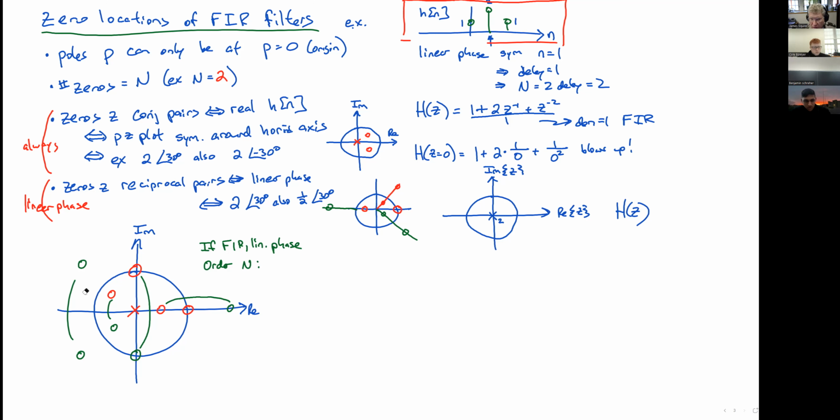So the way to find out what order it is, is to use this rule. Just count up the zeros. We got 1, 2, 3, 4, 5, 6, 7, 8, 9. So there's 9, just counting them up. So we do count the conjugates and the reciprocals. That's right. You count them all. If it's a zero, you count it. So now we know it's an order 9.